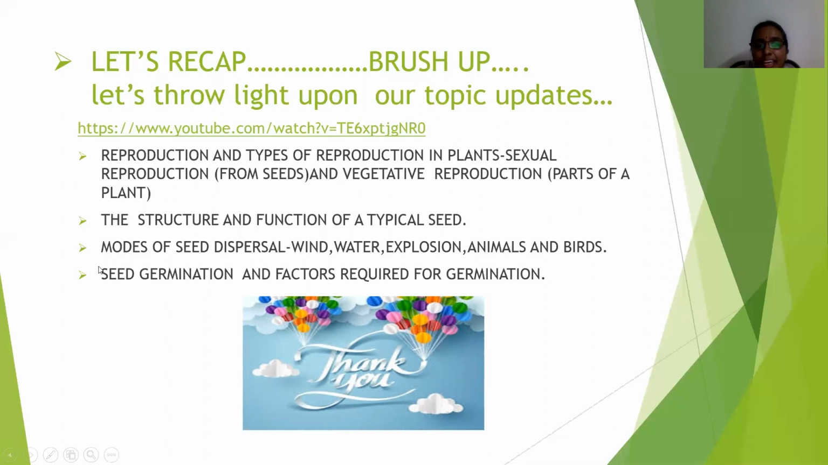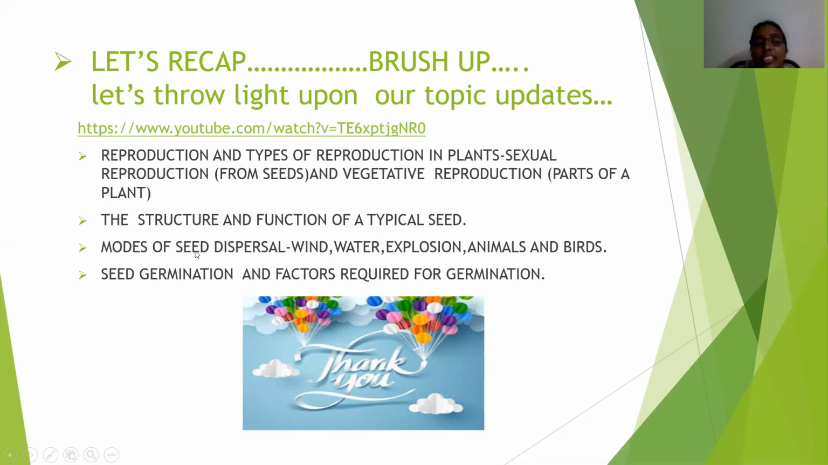All together, in the entire topic we discussed mainly reproduction, the process of giving birth to young ones. That means the plants: the growing of new plants is called reproduction. We understood two types of reproduction: sexual, that is from seeds, and the vegetative mode of reproduction, which is nothing but using parts of a plant. We also understood in detail the structure and function of a typical seed, and how the different parts of a seed help its development.